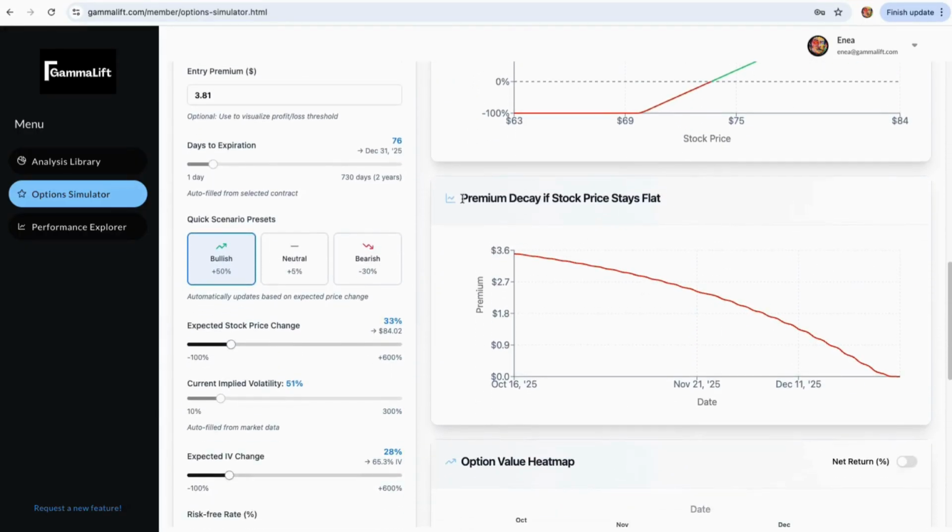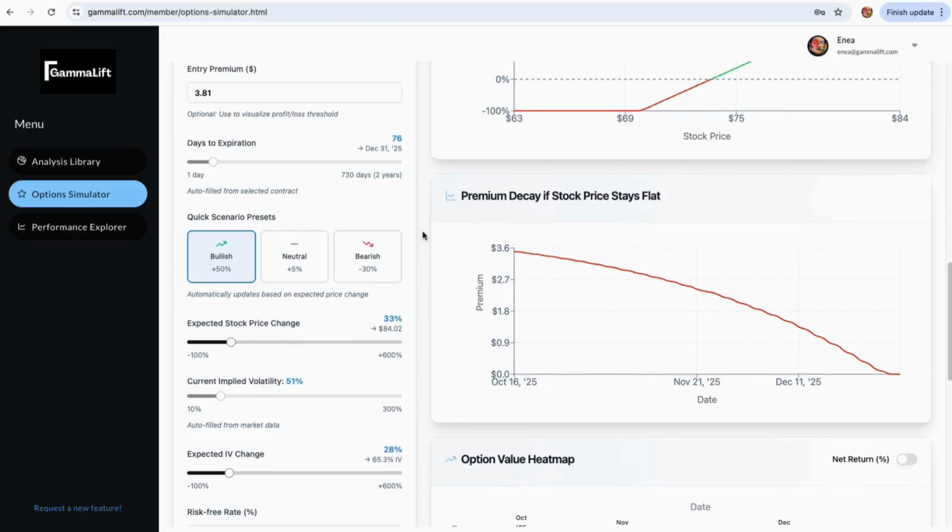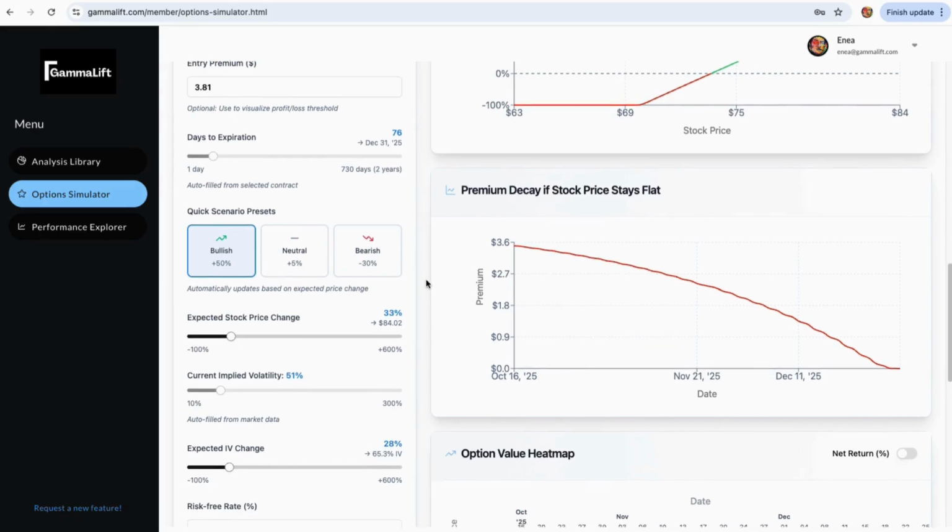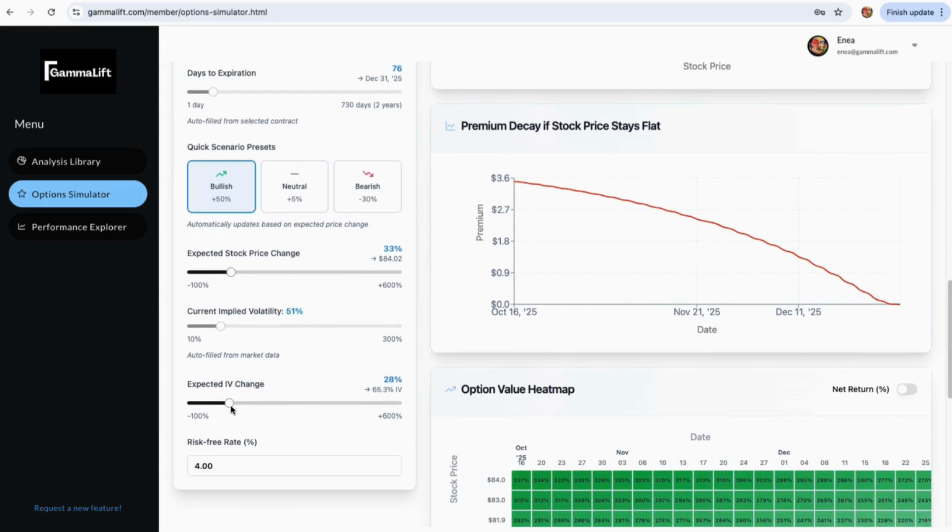Then this graph also shows how the premium decays if the underlying price stays flat. So if nothing happens, if our best bullish case doesn't actually happen, how much we will lose every day. In this case, this option is not in the money, so it's all red here. We are not in profit, and we see how much we can expect to lose every day. And of course, how much implied volatility there is, how much demand there will be for this option until expiration, will impact how fast we lose our premium, how fast it bleeds or decays.